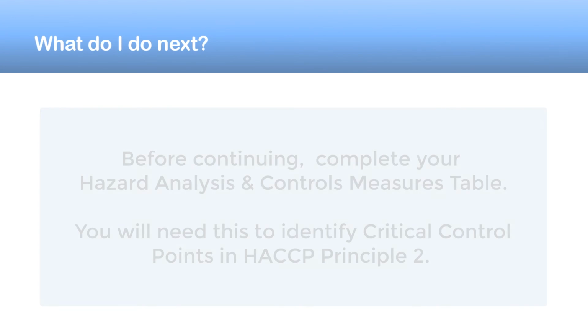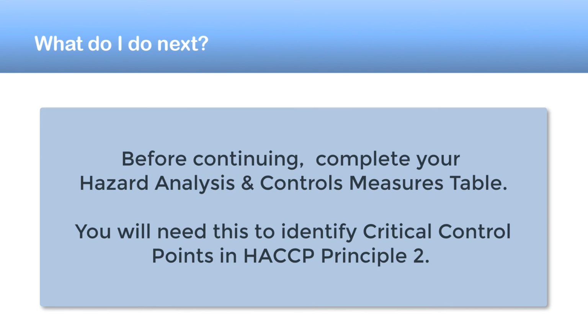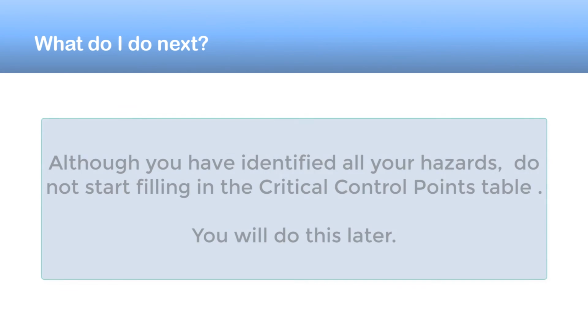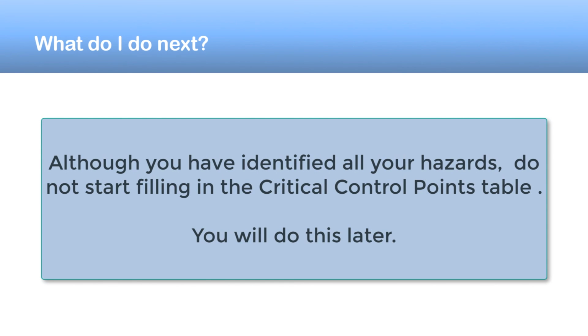Before watching the next video or going further in the workbook, please be sure to complete the hazard analysis and control measures table. You'll need this information to help you identify critical control points in HACCP Principle 2. Although you've identified all your hazards, please don't complete the first column of your critical control points table yet. You will do this later.